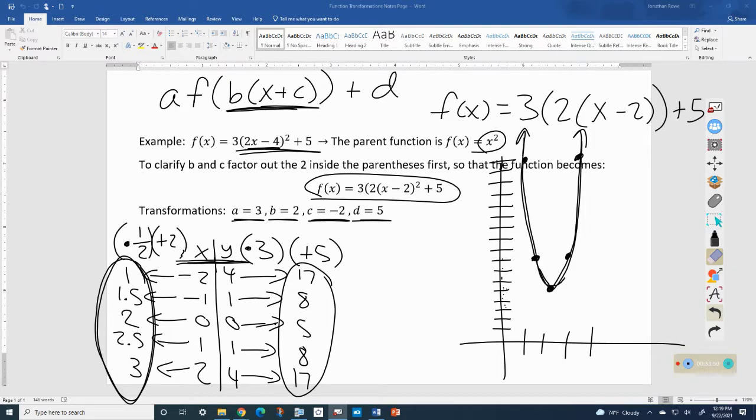For the graph. All right. Just to reiterate for c one more time to make it very simple. If c is negative, you're going to add it. If c is positive, you're going to subtract it.